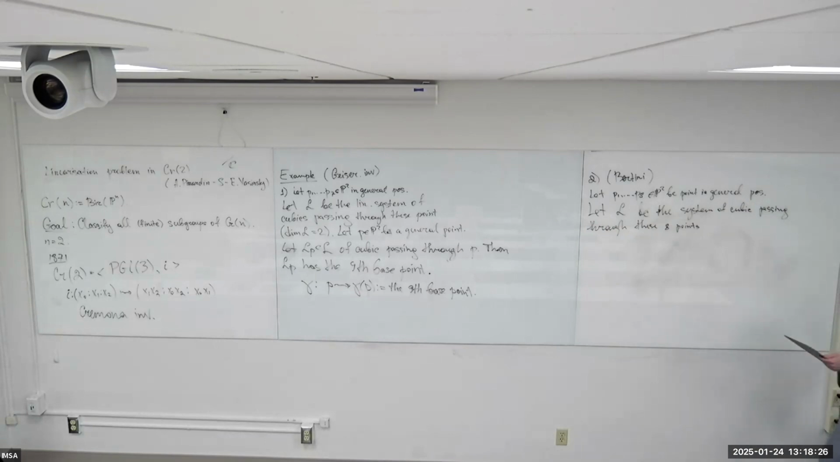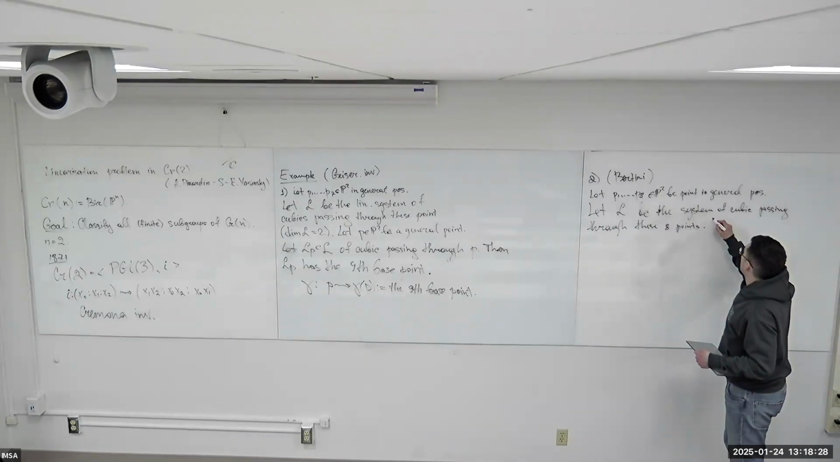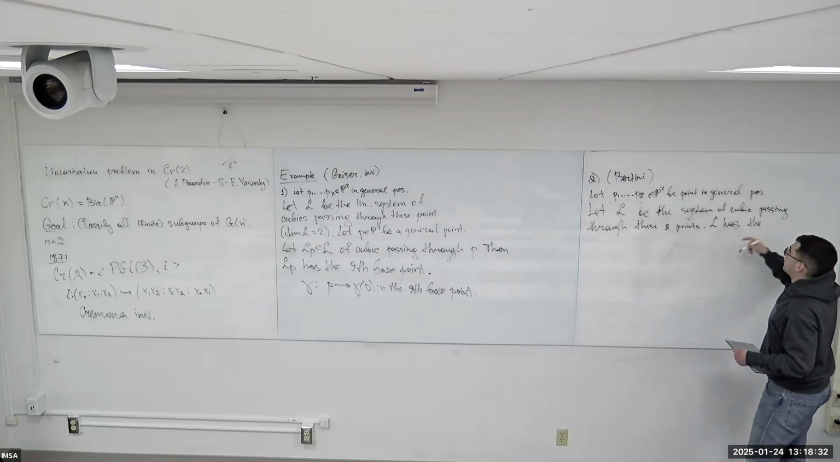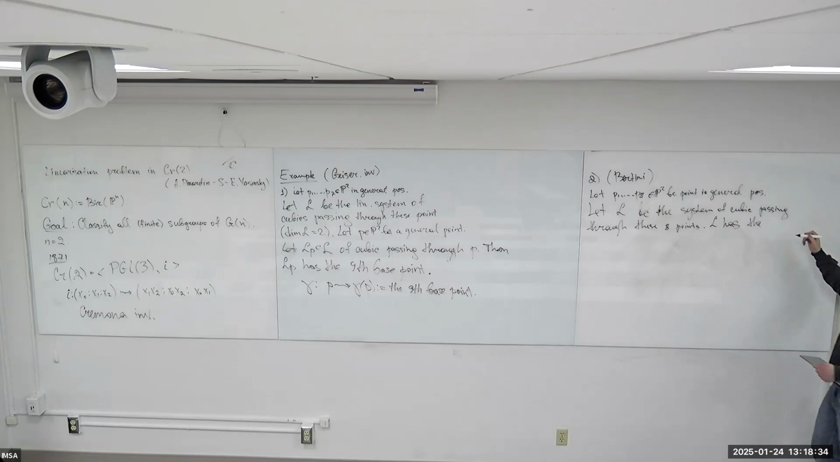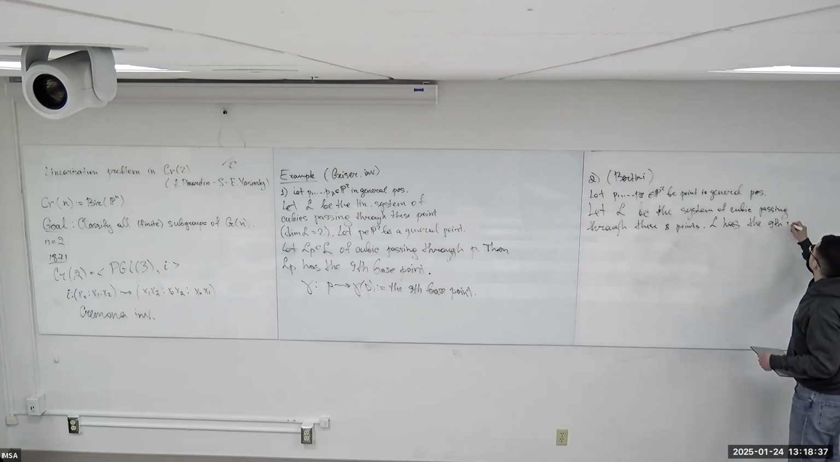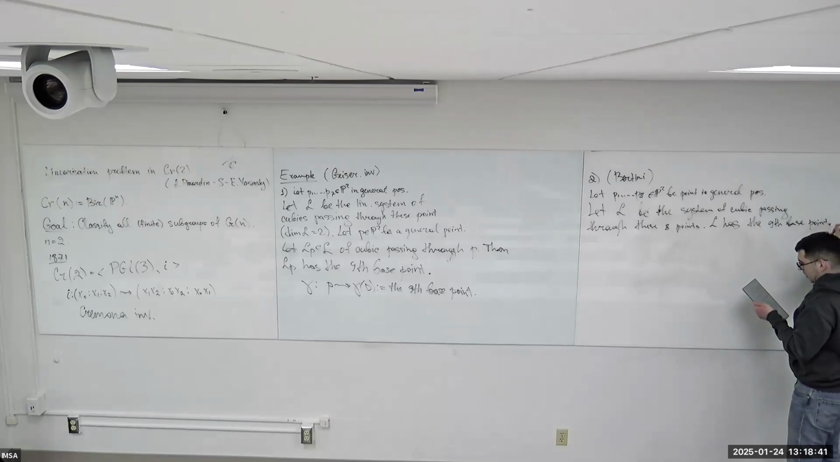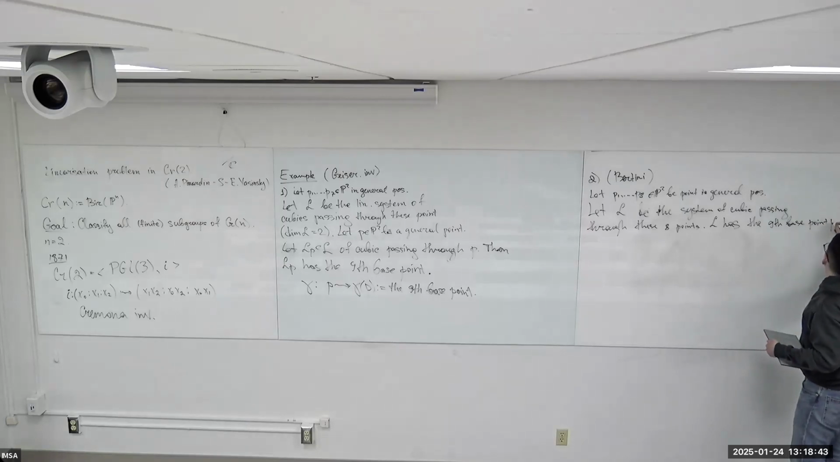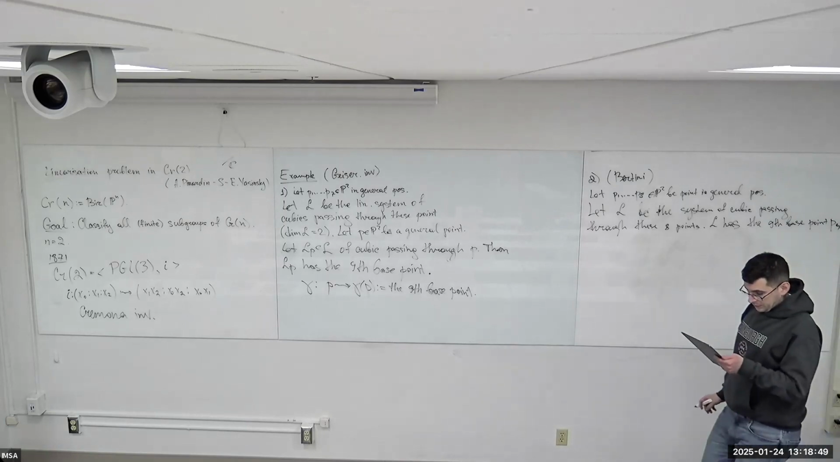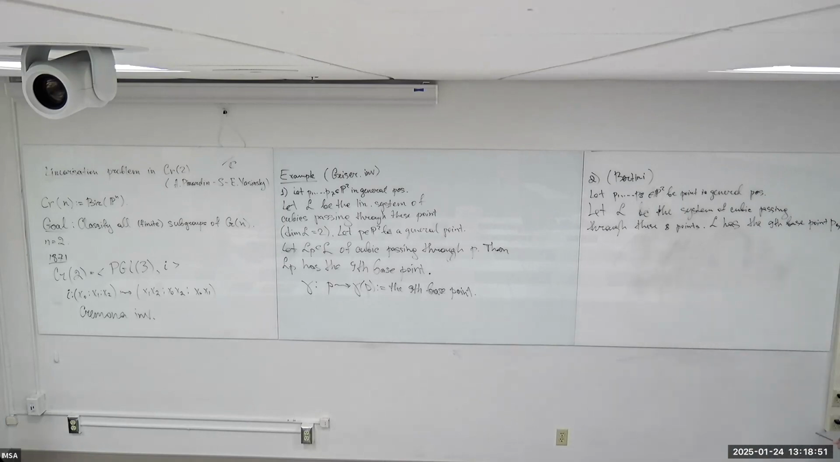But by Bezout's theorem, L has a ninth base point, which I'm going to denote as P9. And now this is already enough for me to construct a birational involution.